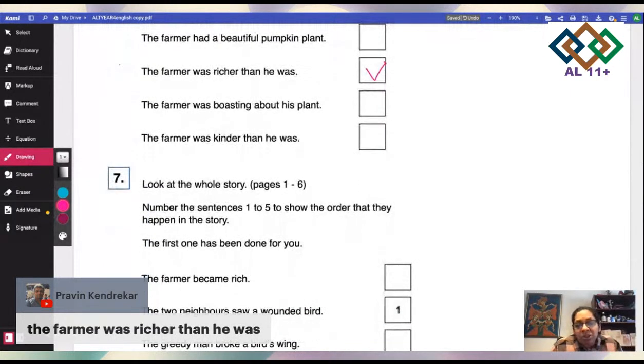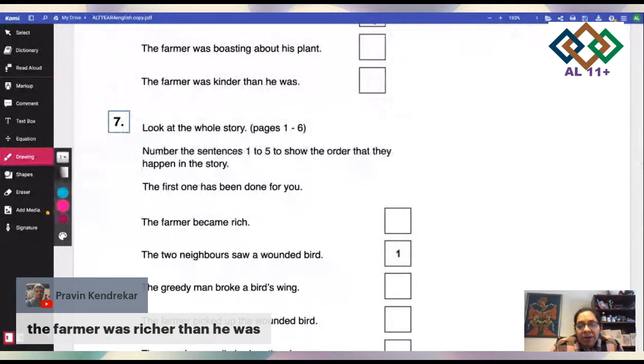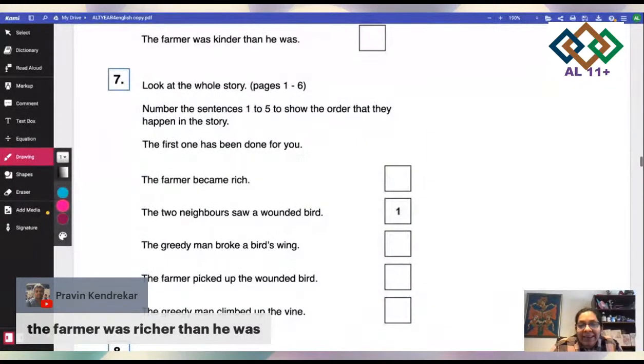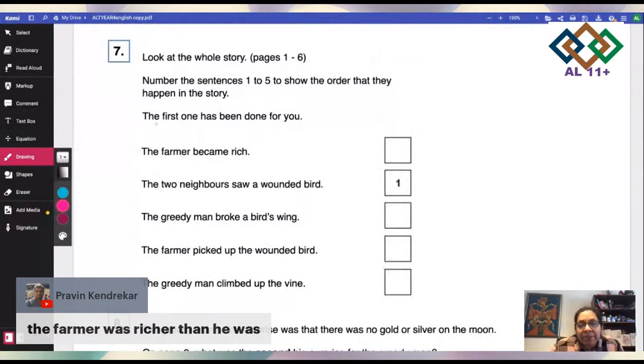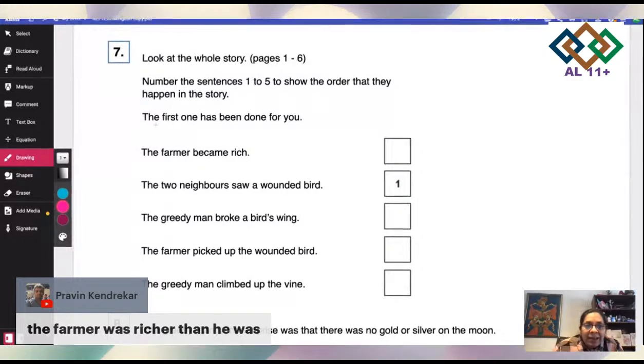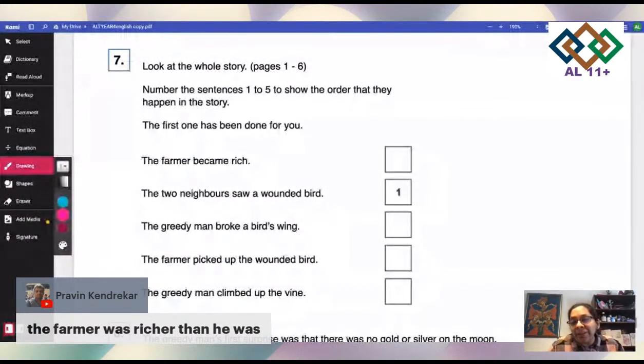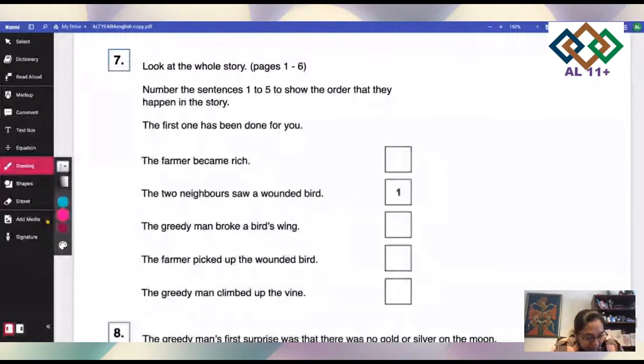And now you're looking at the whole story from page 1 to page 6. Number the sentences 1 to 5 to show the correct order in which they happen in the story. So you need to look at them and tell me which one comes first, second, third, fourth, and fifth in the order. If you have read the comprehension, you would know what order to fill them in. So, what do you think? What would be the first one for you guys?